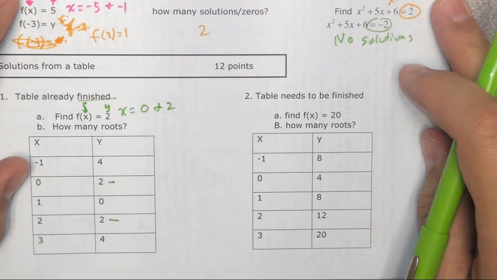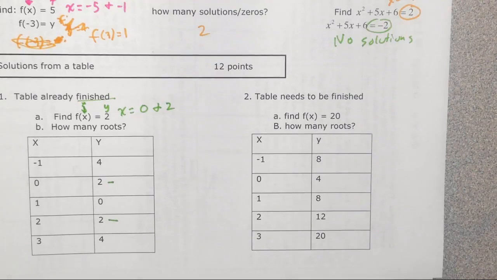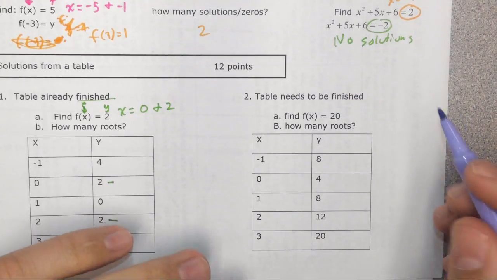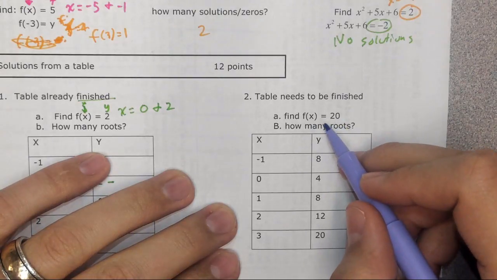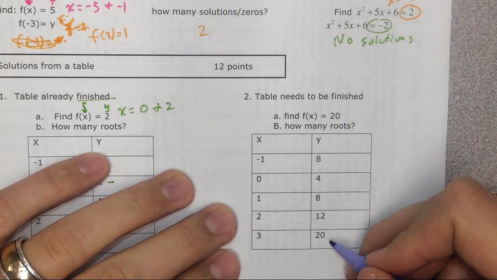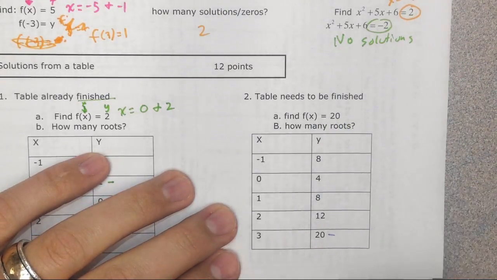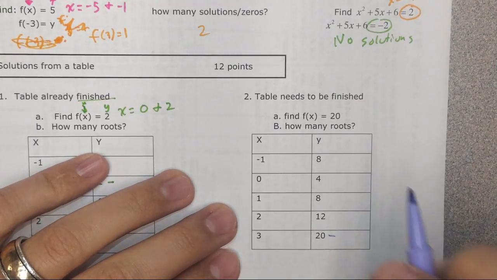Next, we're going to look at the one where the table needs to be finished. And the difference here is my table is not complete. It doesn't have all the possible values we could use. So what I'm going to do is I look here and I said it wants to know where f of x is equal to 20. I see 20. 20 is here. But like I said, try to find 2 because a lot of times they'll have 2.